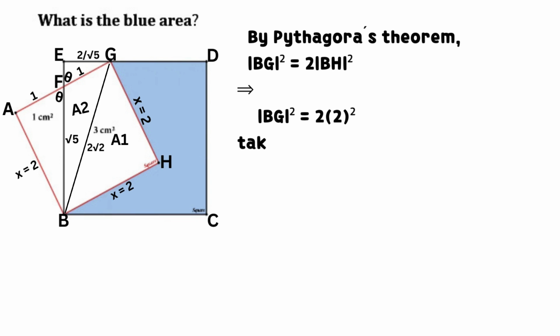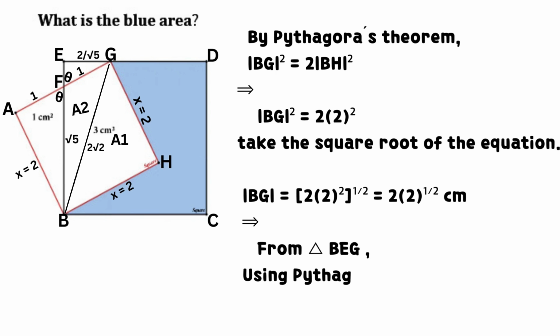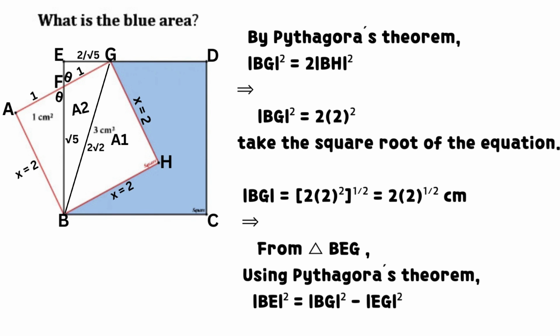By Pythagoras' theorem, the square of line BG equals the product of 2 and the square of line BH. This implies that the square of line BG equals 2 times the square of 2. Take the square root of the equation. We have that BG equals the square root of 2 times the square of 2, which equals the product of 2 and the square root of 2 in centimeters. It signifies that from triangle BEG, using Pythagoras' theorem, the square of line BE equals the square of line BG minus the square of line EG.